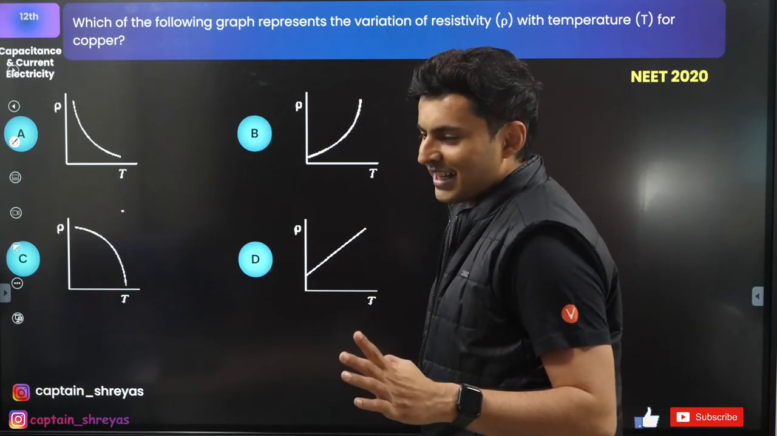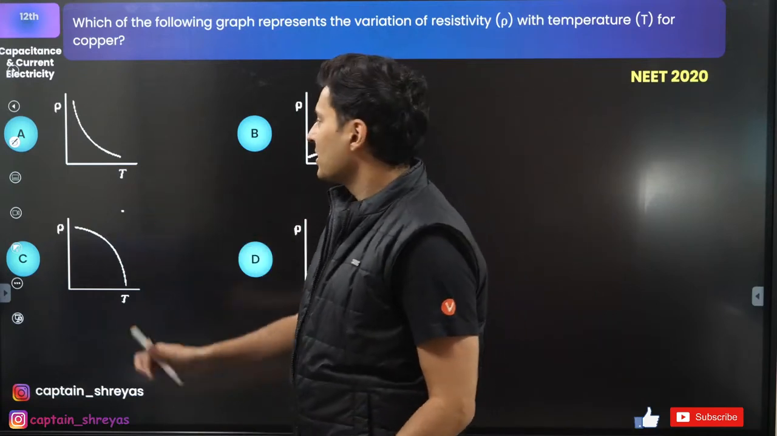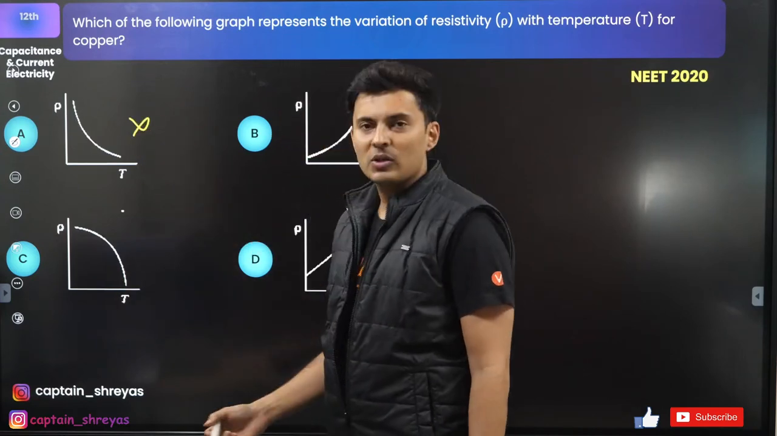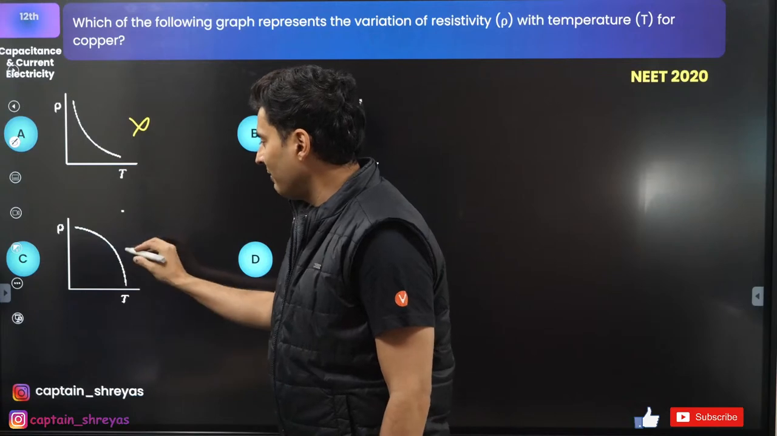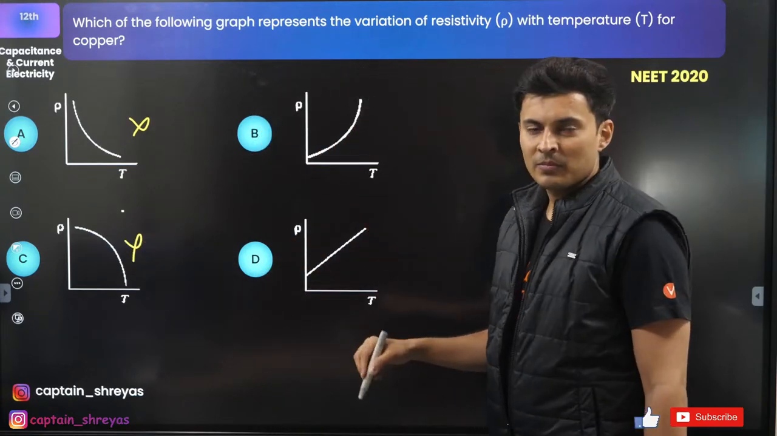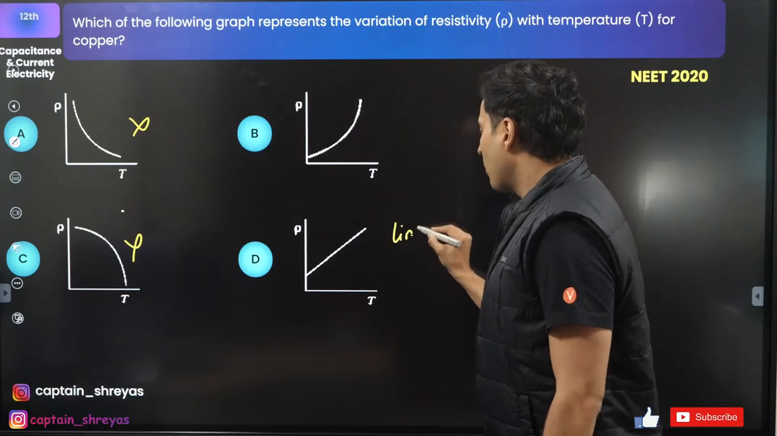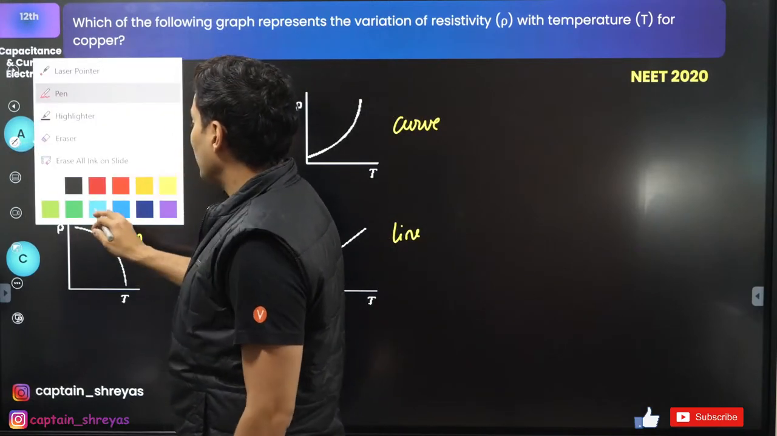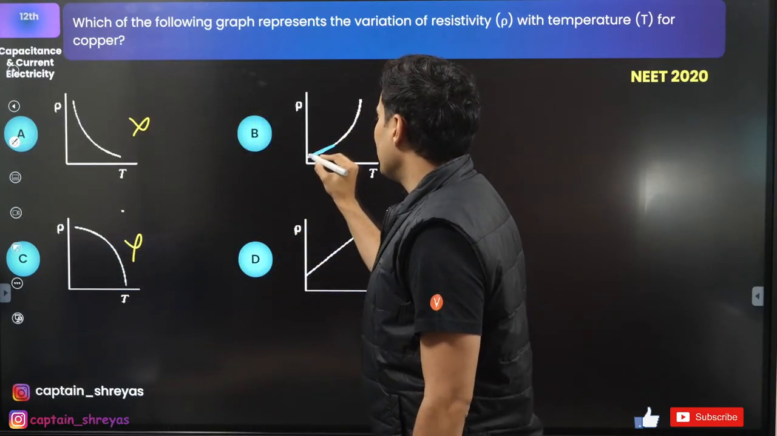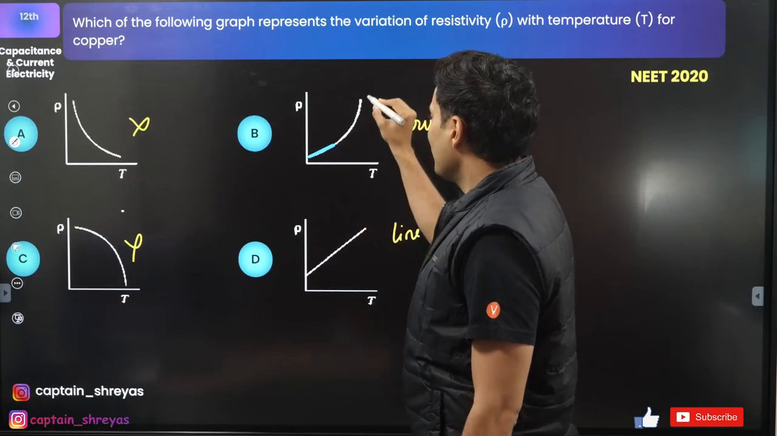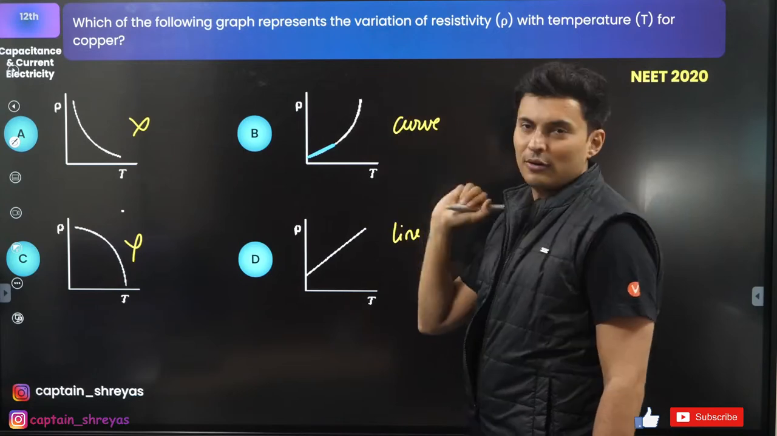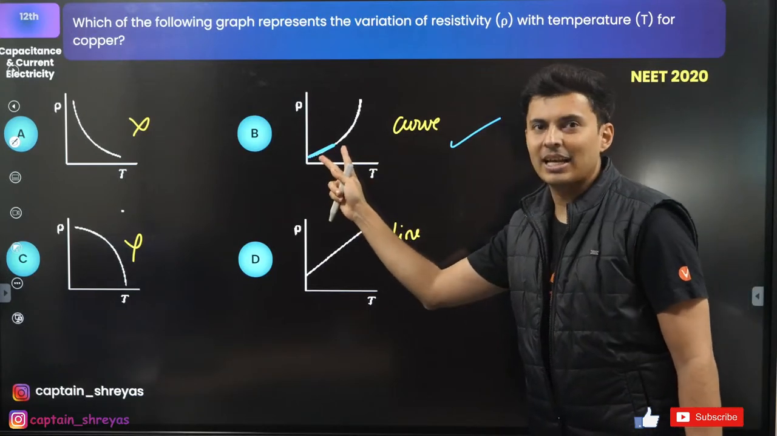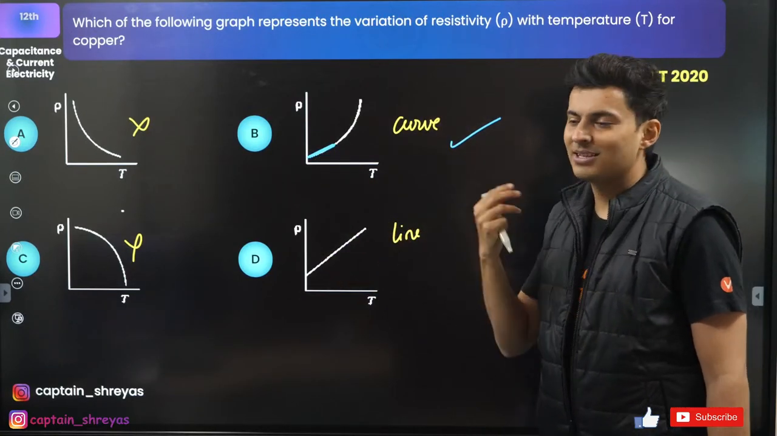Is that so? Yep. So it can't be this because as temperature is increasing, resistivity is decreasing. So definitely not this. This also can't be correct because when temperature increases, how can resistivity decrease? So either it is this or this. Now this is a line, whereas this is a curve. Now what did I tell you? For small changes, it is like a line, but for large changes, it becomes a curve. So hence this should be the correct answer, which is option B. Okay, clear? For small ranges, it feels like a line, but for large changes, it becomes a curved line. Perfect.